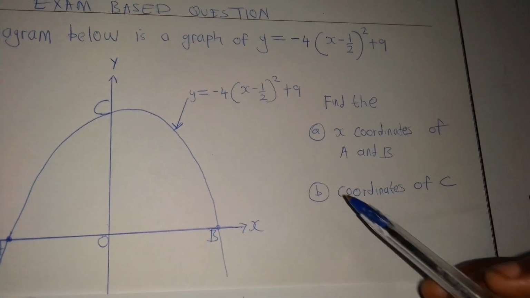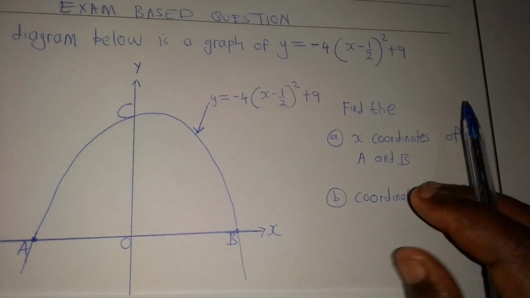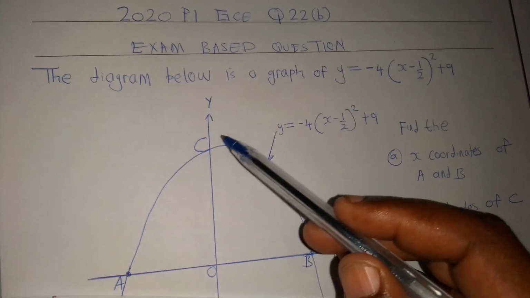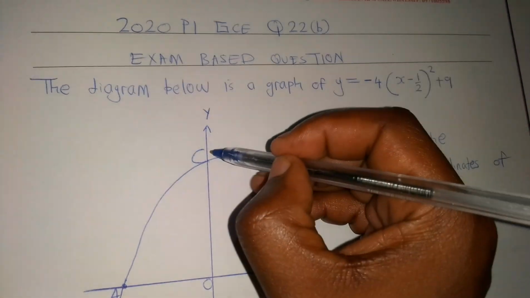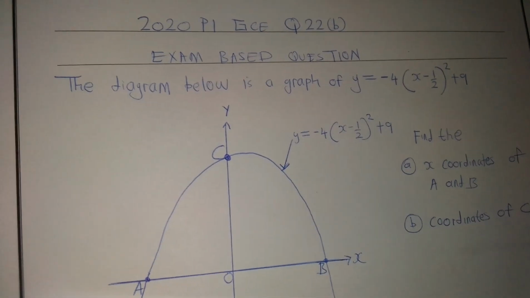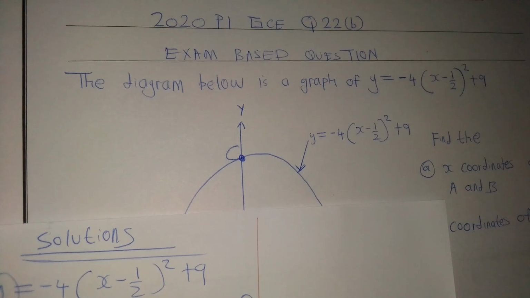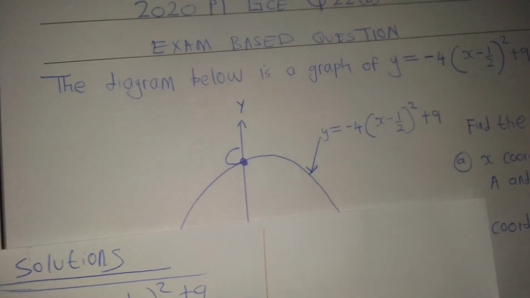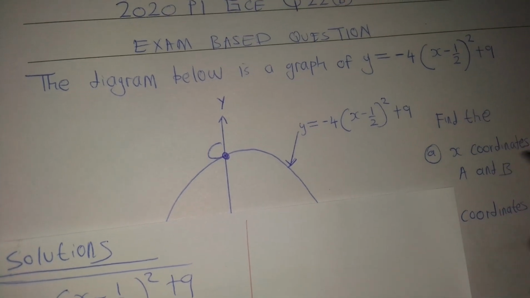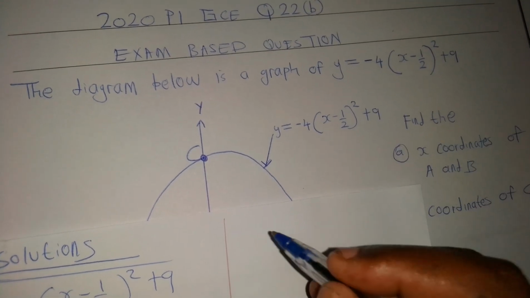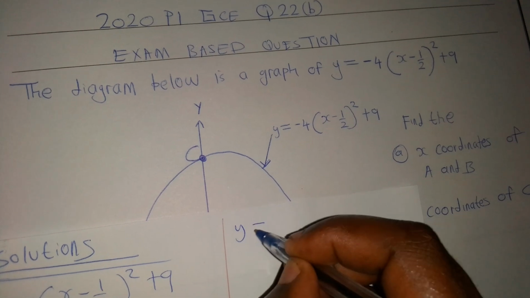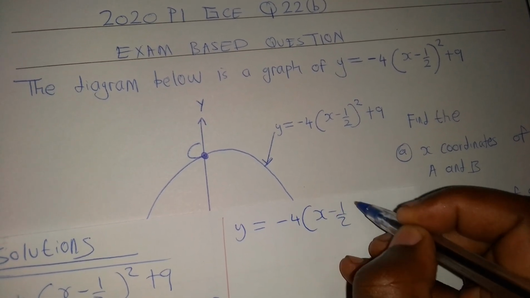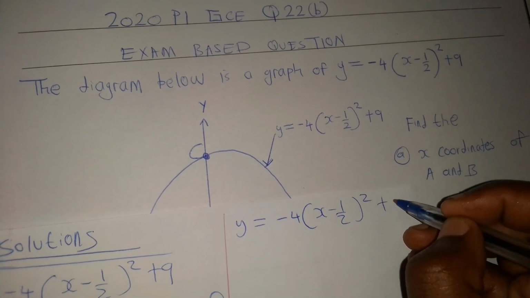So we go to the second part, the coordinate of C. So the coordinate of C, it is here. Now if you look at C, it is cutting the y-intercept there. So it means we have to find the y-intercept. Now how do we find the y-intercept? We have to use the original equation. We say that y is equals to negative 4, then x minus 1 over 2 power 2, then plus a 9.